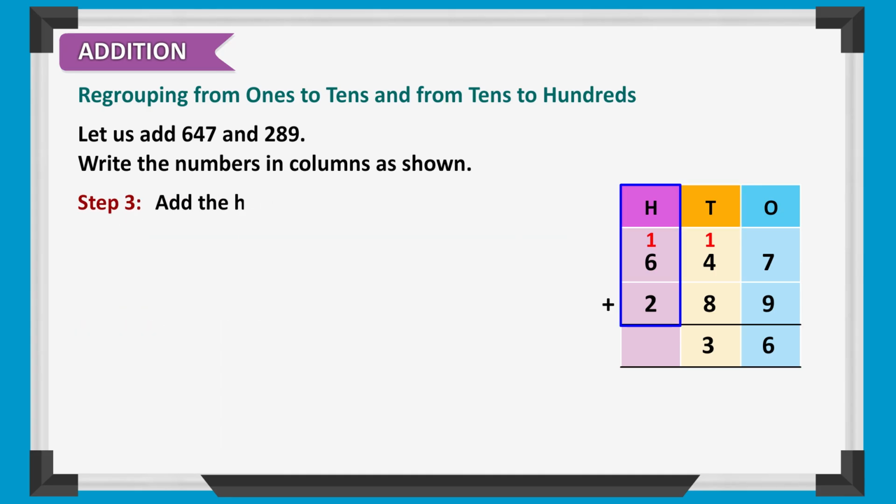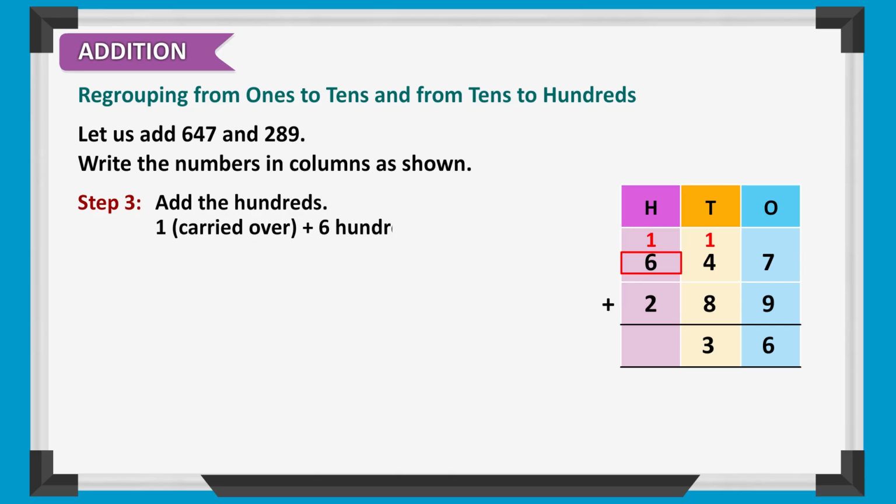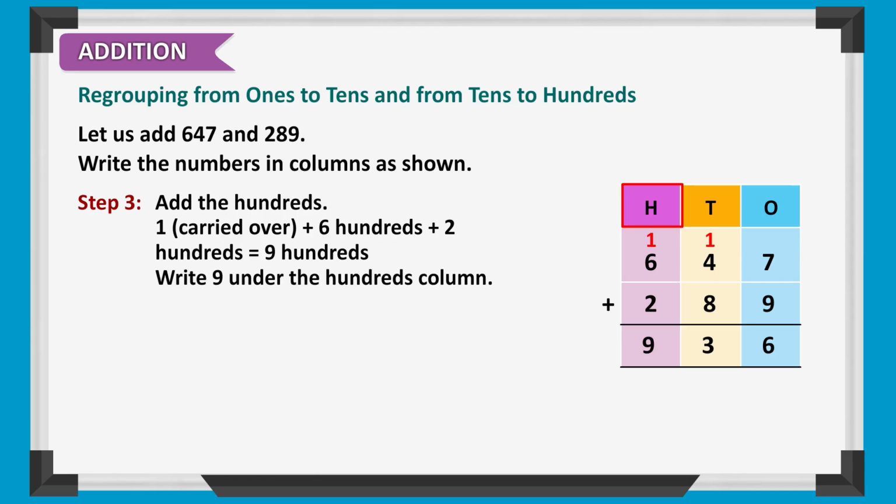Step 3. Add the hundreds. 1 carried over plus 6 hundreds plus 2 hundreds is equal to 9 hundreds. Write 9 under the hundreds column. Thus, 647 plus 289 equals 936.